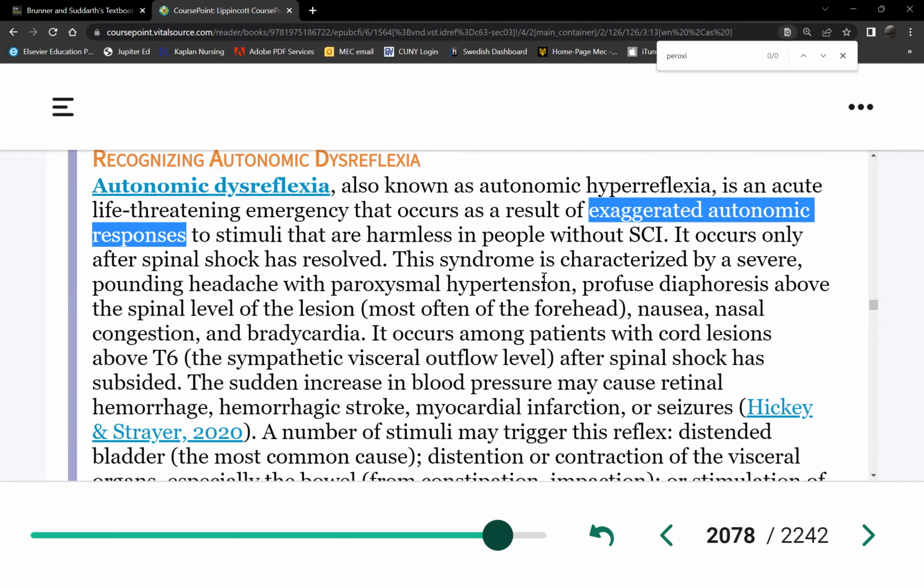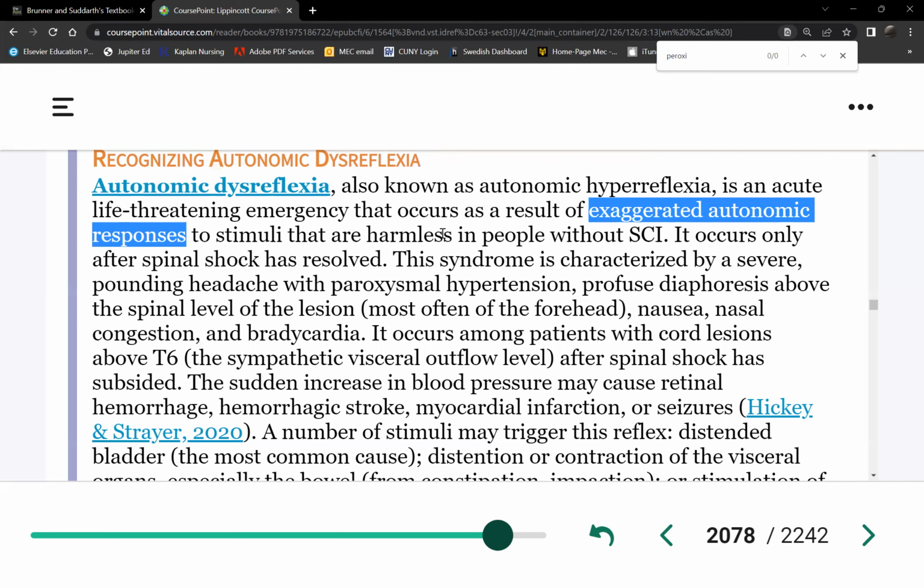But if there is any sensation that stimulates sympathetic activity, is the sympathetic system stimulated during ejaculation or during sex? Yes. So anything that stimulates the sympathetic nervous system can cause autonomic dysreflexia. The two most common causes, however, are a full bladder or an impacted bowel.